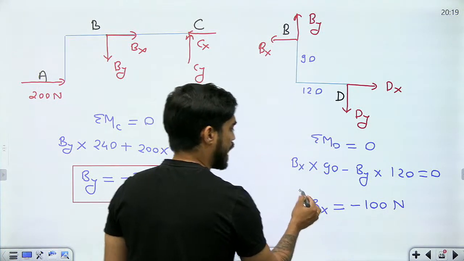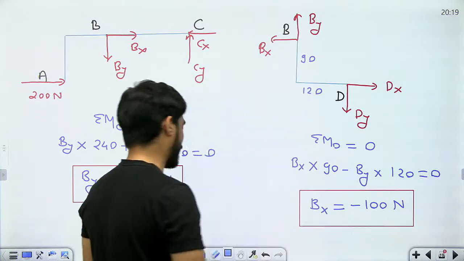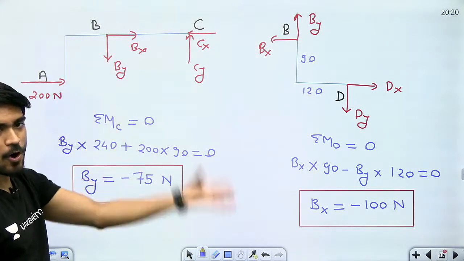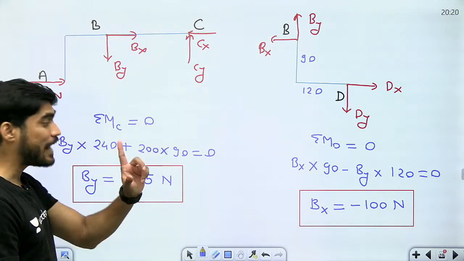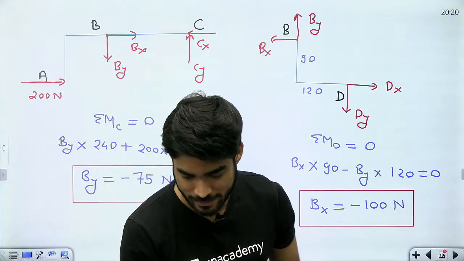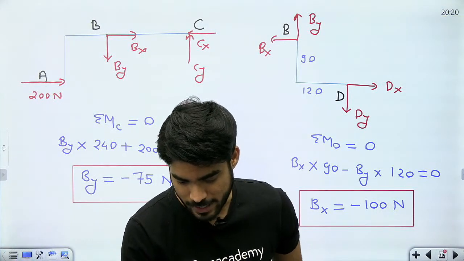So again I am getting a negative answer, means my directions of bx and by are wrong as usual, but the values are correct. 100 and 75. bx 100, by 75. Very good Vinay. Very good.